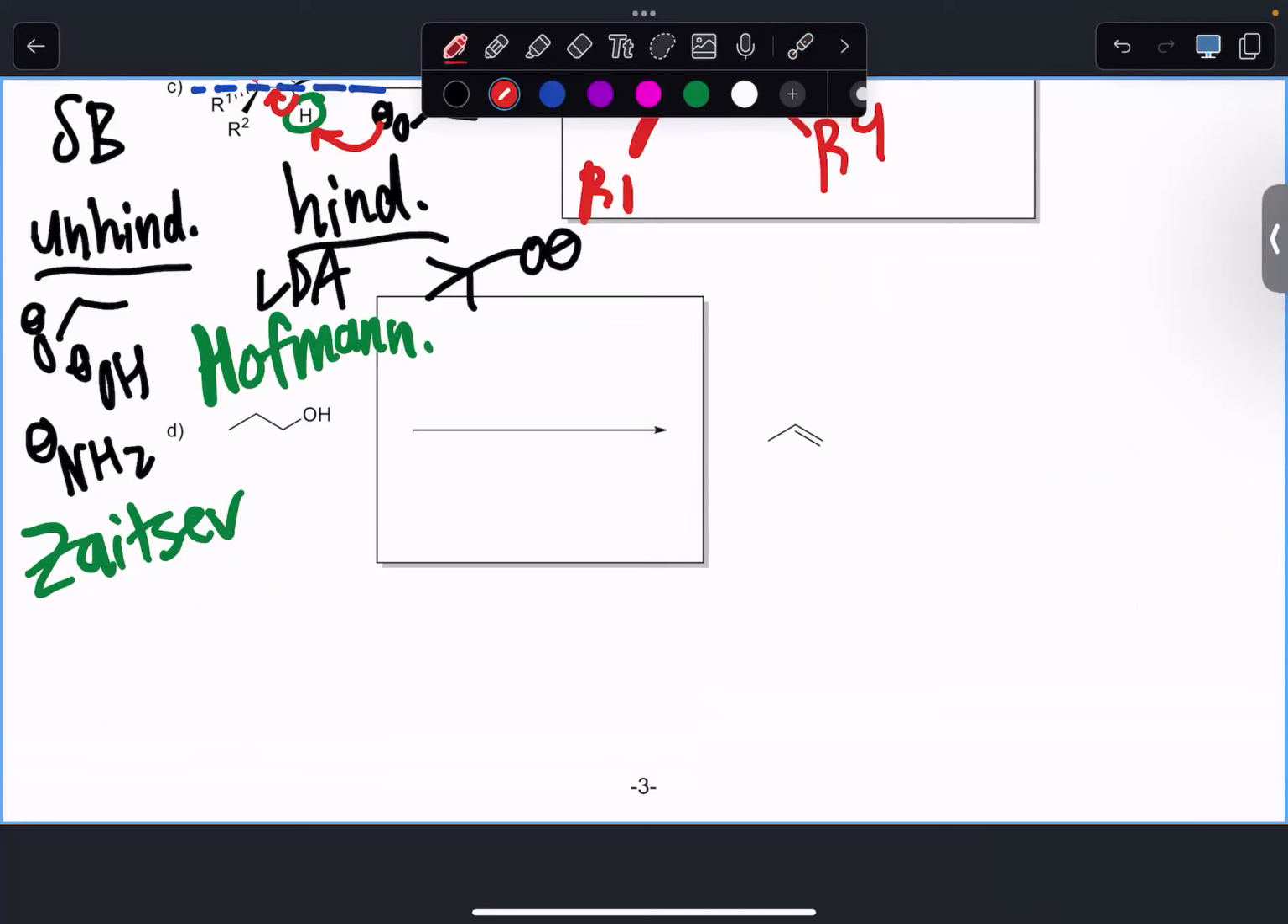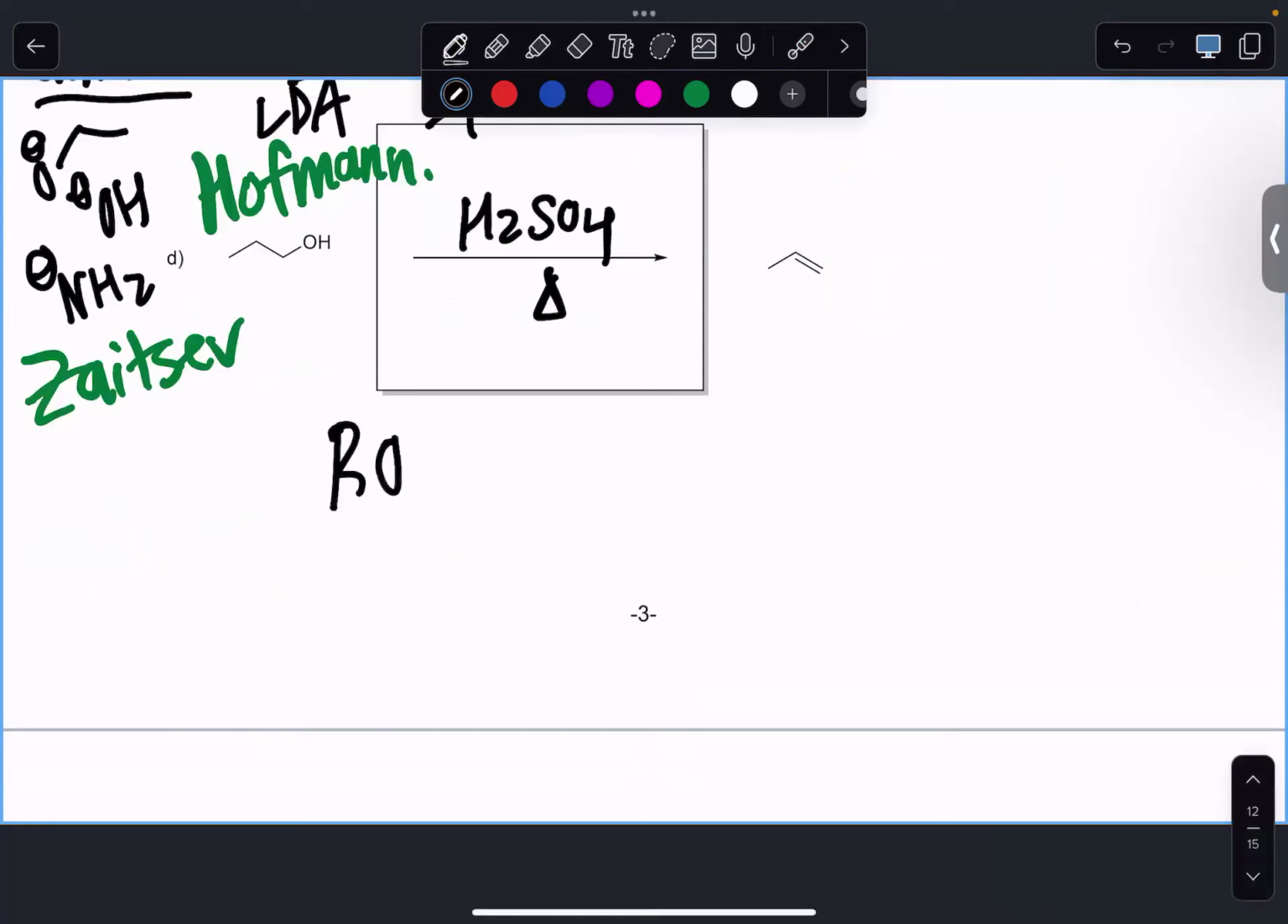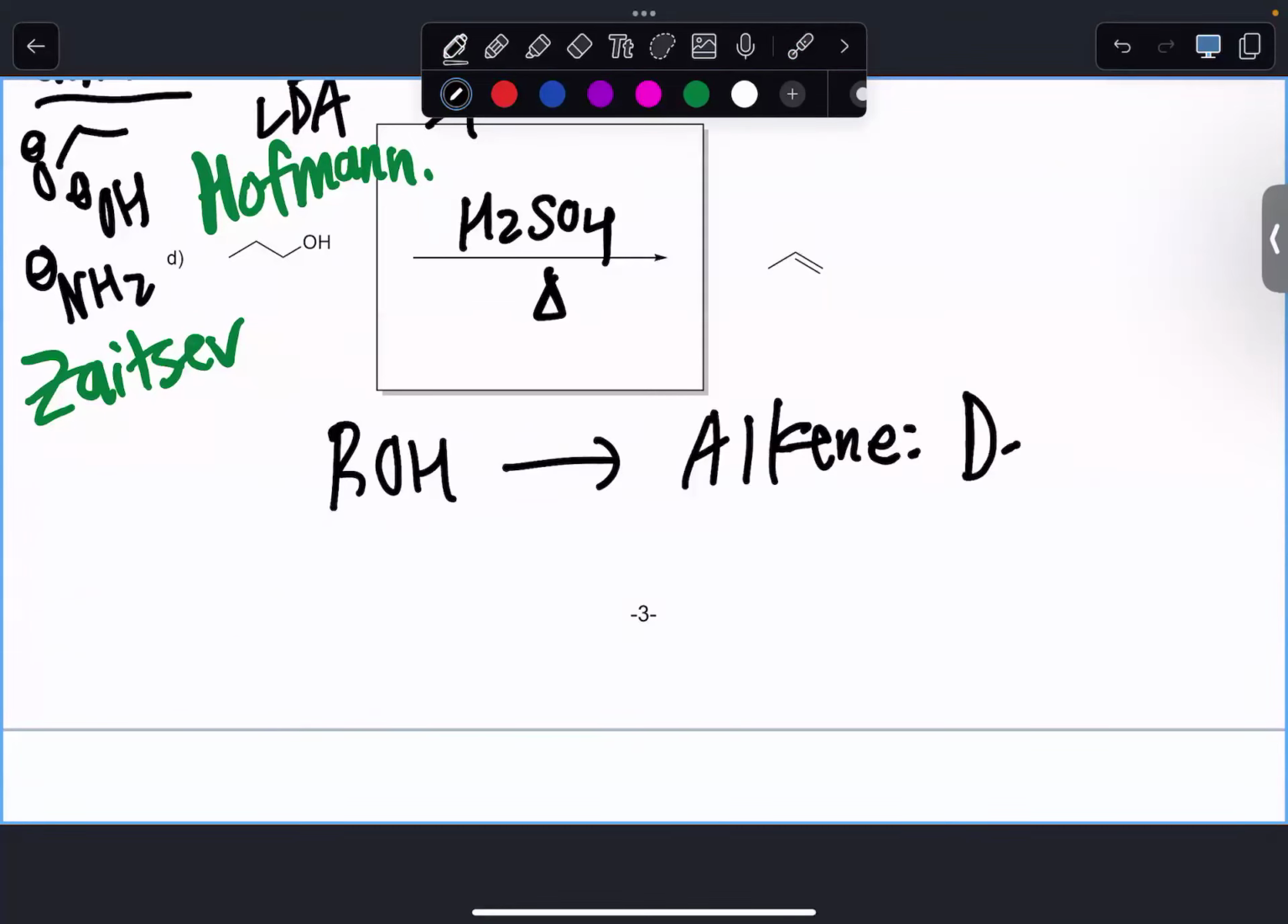So we see in the product, we formed an alkene from an alcohol. What reaction would form an alkene from an alcohol? Yeah, dehydration. So this is just H2SO4 and heat. So alcohol to alkene, dehydration.